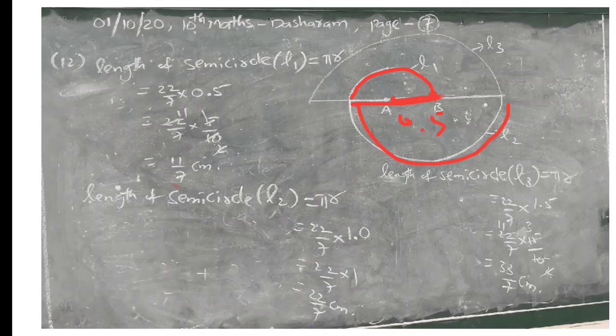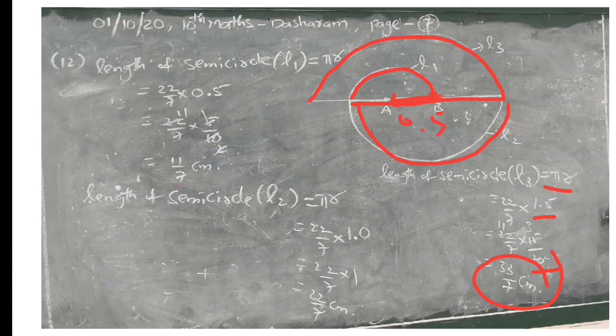Now we should take the centre A. Okay, now what is the radius? 1.5 centimetres radius. Now draw one more semicircle, its name is l3. So to find the length of l3, pi r is the formula. So here r radius is 1.5 centimetres. 1.5 converted into fraction form is 15 by 10, and its simplification is 33 by 7 centimetres.